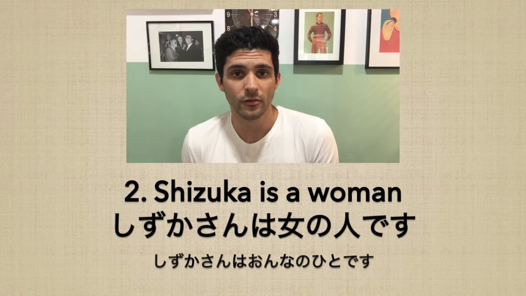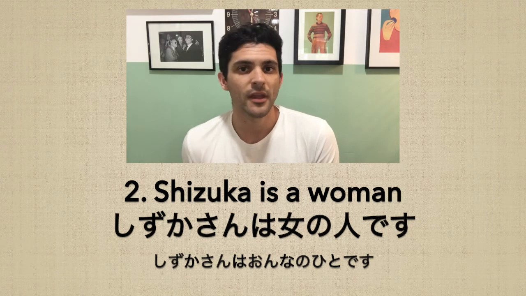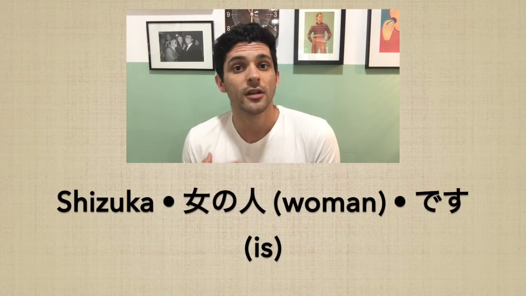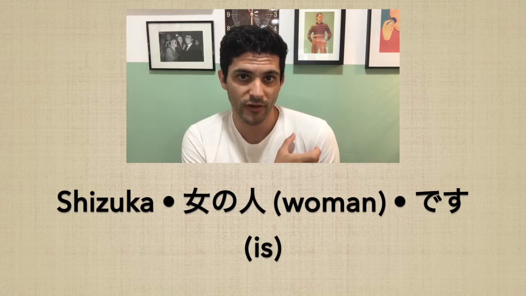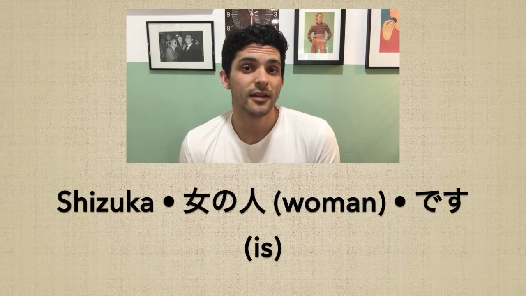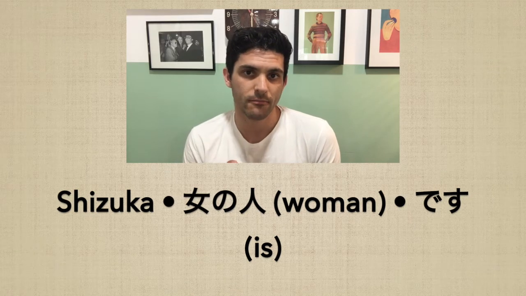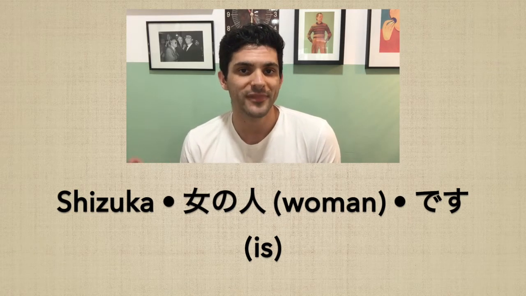Next one. Let's say we have a friend whose name is Shizuka. Shizuka is a Japanese name for girls. So, Shizuka-san wa onna no hito desu. Right? So, Shizuka-san. San is a suffix that we put on names. Shizuka-san wa onna no hito desu. Okay. Shizuka. Onna no hito, woman, desu is.